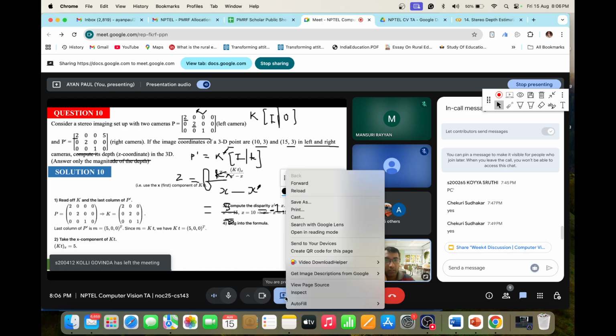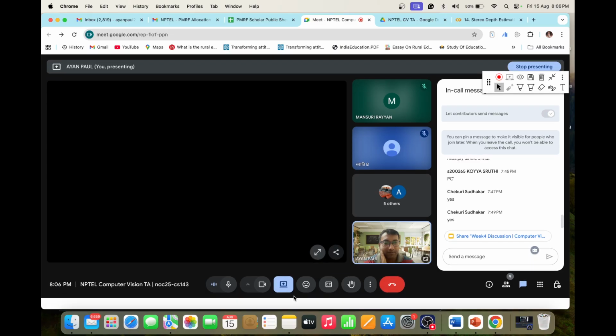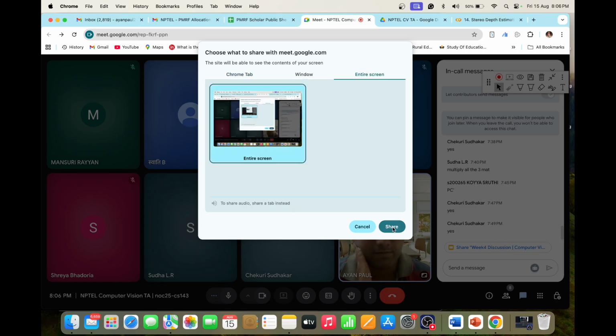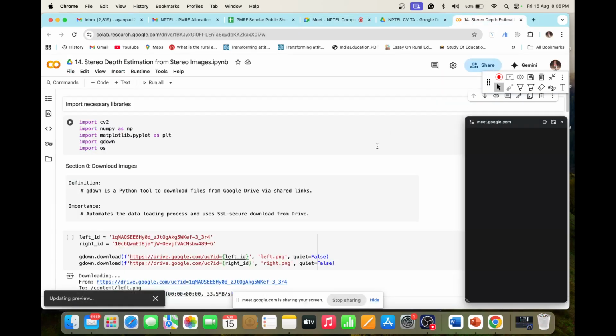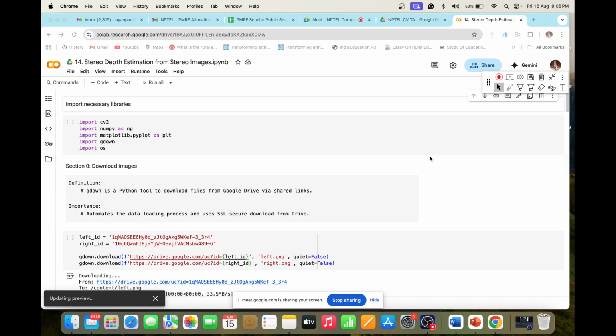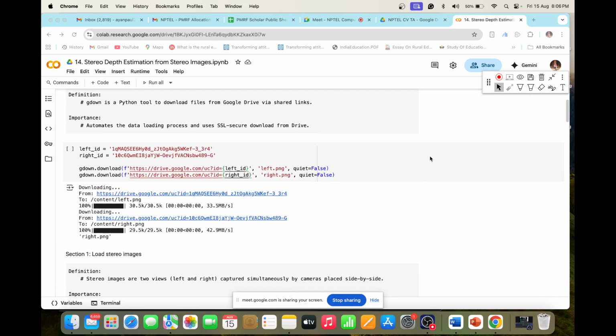Okay, no doubt. So let me show you this code. This code I have given to you, and that CV code, in my folder there is a subfolder called CV code. So this is the code.